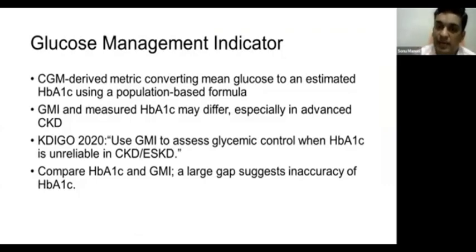Now, previously we heard that HbA1c is not a very good indicator in CKD. However, there is something called estimated HbA1c, which can be derived from the mean glucose values, and they use a population-based formula. This glucose management indicator and measured HbA1c may differ, especially in advanced CKD. KDIGO 2020 states that GMI can be used to assess glycemic control when HbA1c is unreliable. When you compare HbA1c and GMI, a large gap suggests inaccuracy of HbA1c.